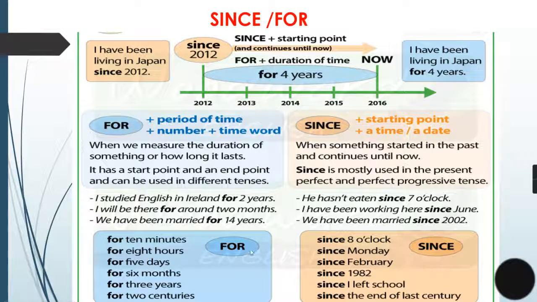Now here are some examples of which phrases are used when it is a period of time, and similarly what we will use when it is a point of time. Like here, for 10 minutes; here, since 8 o'clock. For 8 hours, since Monday. For 5 days, since February. For 6 months, since 1982. For 3 years, since I left school. For 2 centuries, since the end of last century.